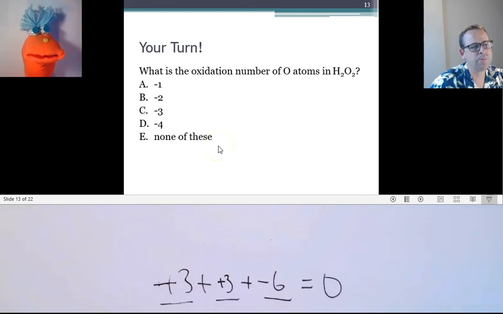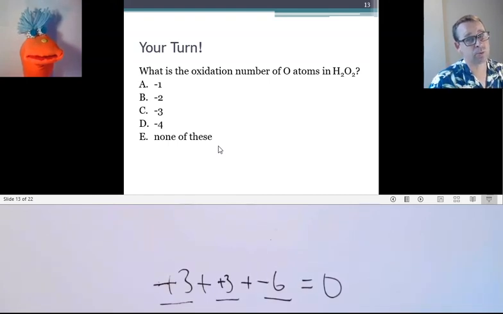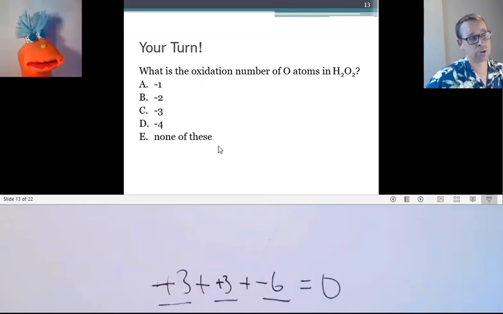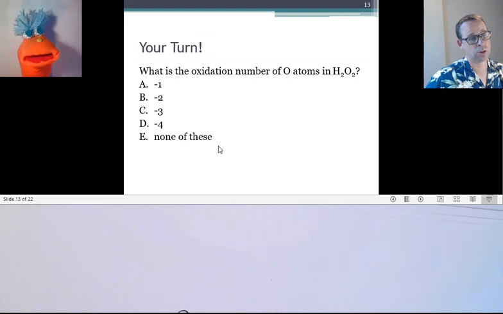Okay, how about this one here? The hydrogen is... Well, wait, let's give everybody a chance to do it at home first. Okay. Okay, now go for it. Okay, the hydrogen is +1, so oxygen's a -2. So the answer is B.